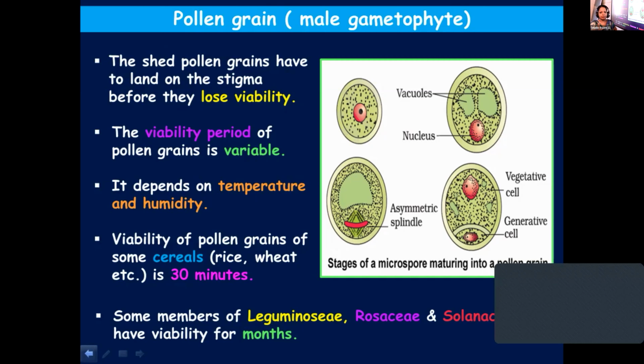Whereas in certain other plants, for example, those belonging to the families Leguminosae, Rosaceae, Solanaceae, the viability period is for months. Is that okay, Nia? Yes, ma'am. Okay. Now moving on to the next one.